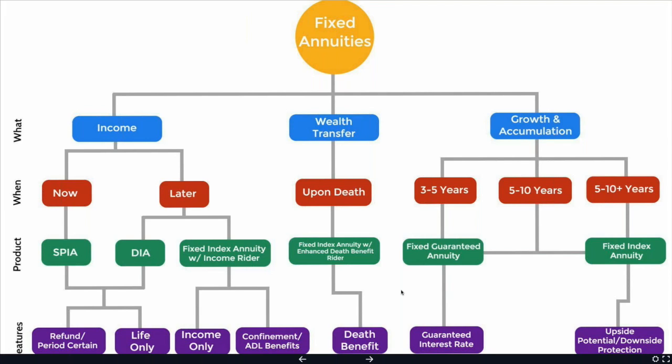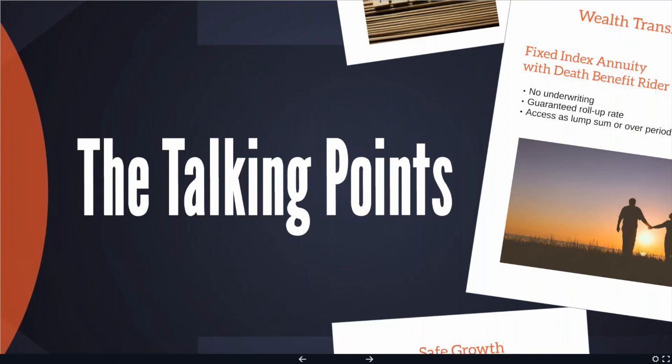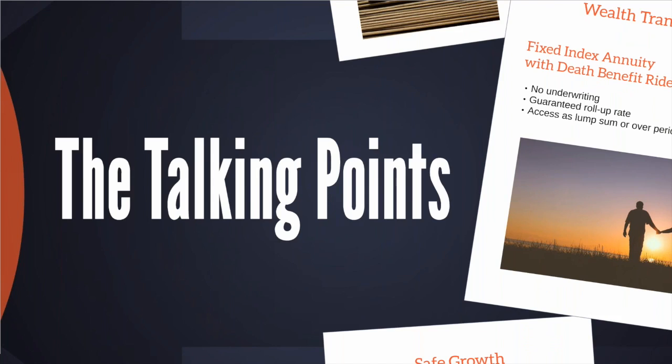And then again, in the growth and accumulation, the fixed guaranteed annuity is a guaranteed interest rate. It cannot get any easier than that. And the index annuity, upside potential with downside protection. And now we'll get right into the talking points.